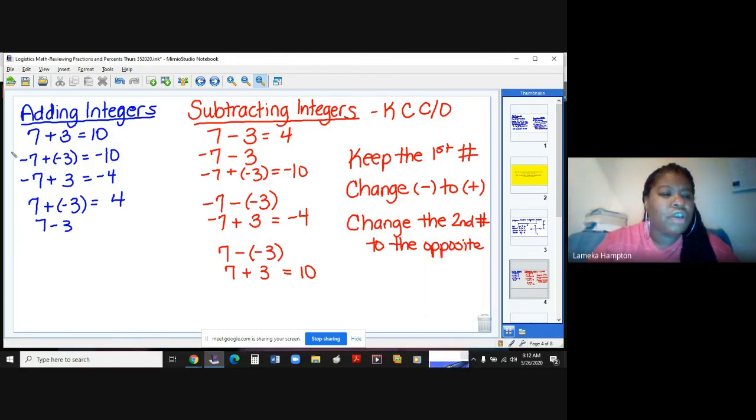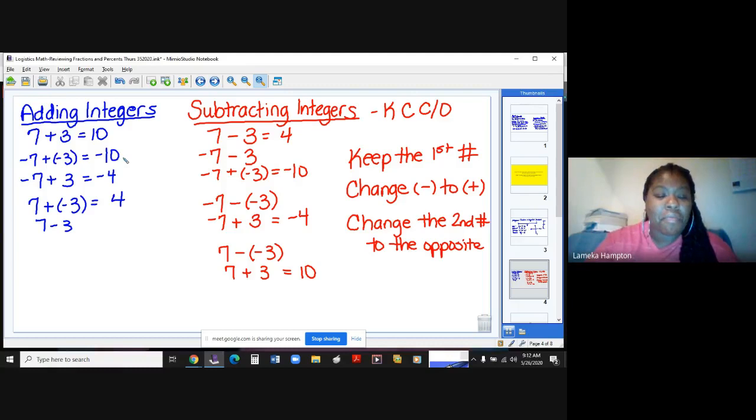Now, we have negative 7 plus negative 3 equals a negative 10. Okay, so I have two negatives added together that gives me a negative.